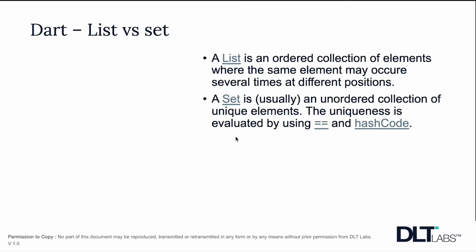List versus set. A list is an ordered collection of elements where the same element may occur several times at different positions. A set is an unordered collection of unique elements. The uniqueness is evaluated by using the double equal operator and hash code.